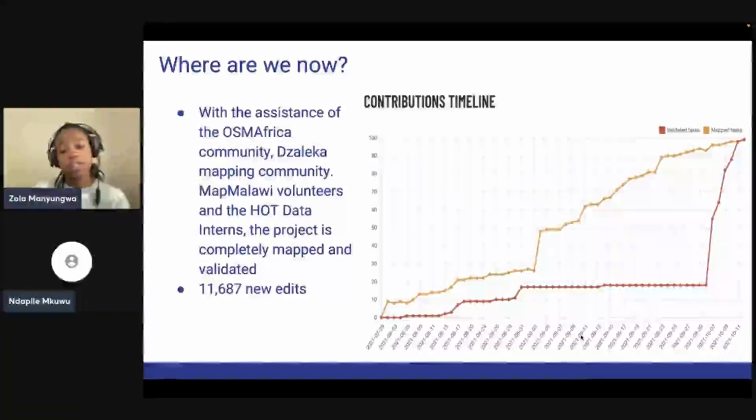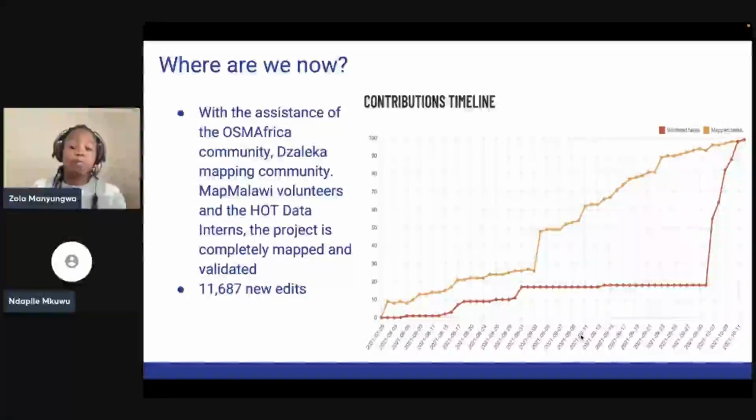So where are we now? As Ndapila already mentioned, there are so many groups of people that came together to help us map this project. The OSM Africa community, we hosted an OSM Africa mapathon one of the month, and everybody came in to help us. The Dzaleka mapping community was also present at that event, and obviously our Map Malawi volunteers. After that, the HOT data interns reached out, and that's the group that mainly helped us validate our OSM mapping. So it's safe to say that now the project has been completely mapped and the data has been validated, thanks to all these groups that came together to help us.